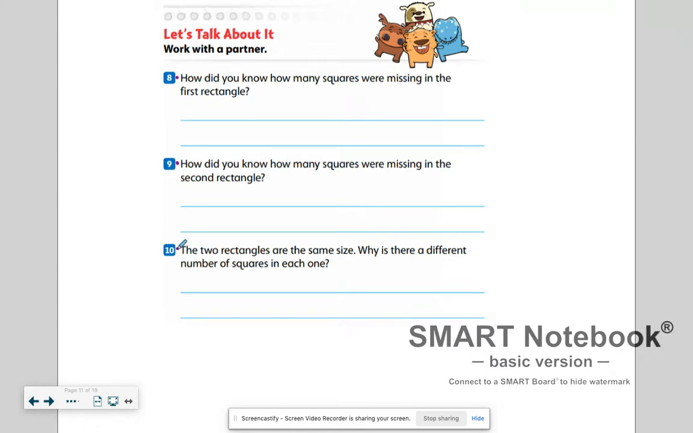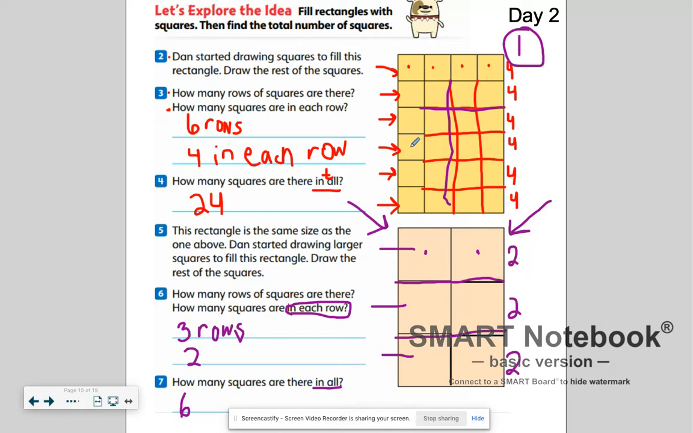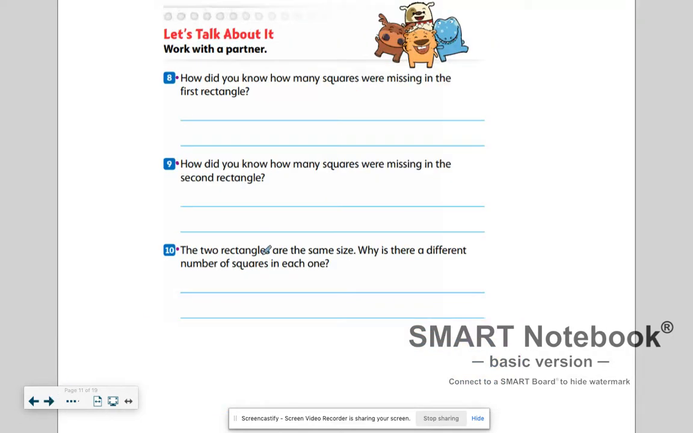So number 10 is what we talked about earlier. The two rectangles are the same size. Why is there a different number of squares in each one? Okay, so it says the two rectangles are the same size. Yes. So why is there a different amount of squares in each one? Okay, so Miss Merritt, if you will pause this video, guys, turn and talk to your neighbor about number 10.